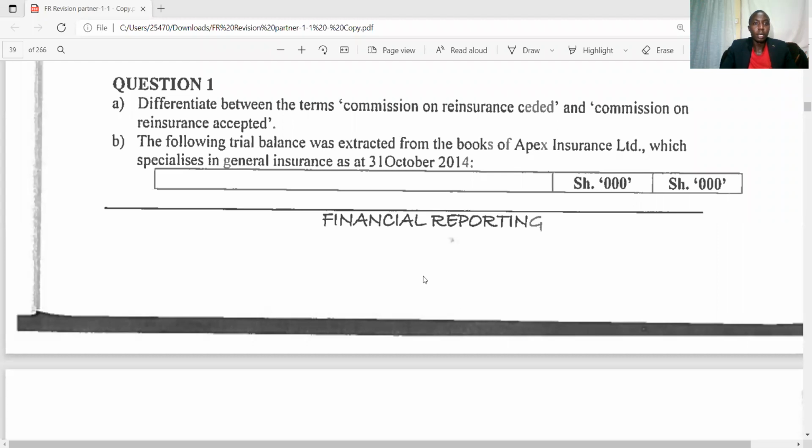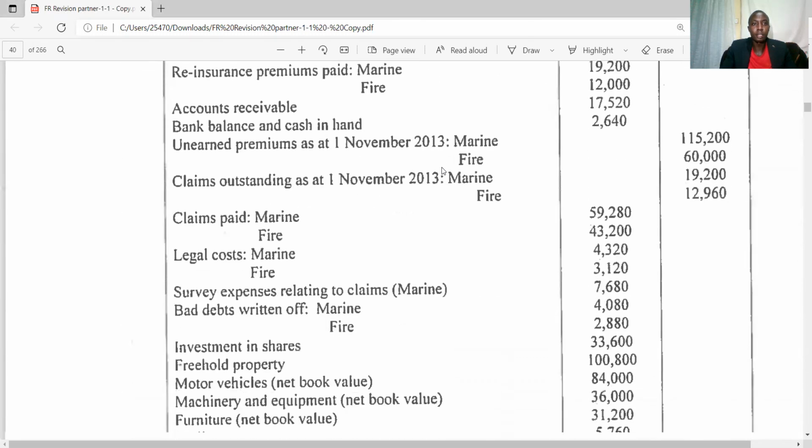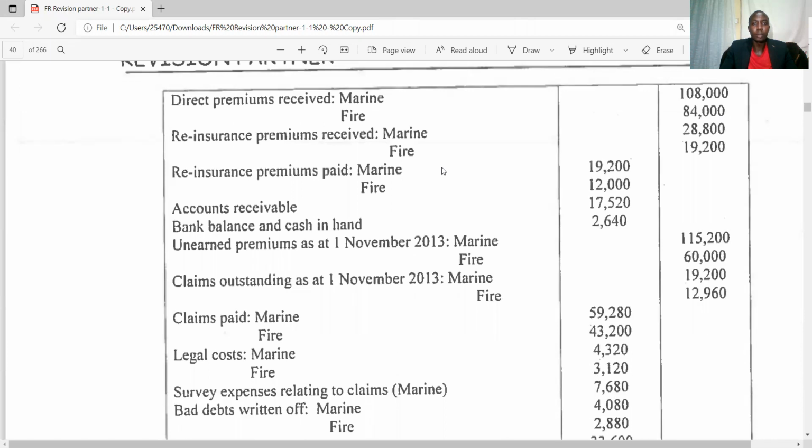So the question reads, and my area of concern is B. They say that the following trial balance was extracted from the books of Apex Insurance Limited, which specializes in general insurance as at 31st October 2014. You are given the relevant items. Like now, direct premium received, reinsurance premium paid, account receivables, bank balance and cash in hand.